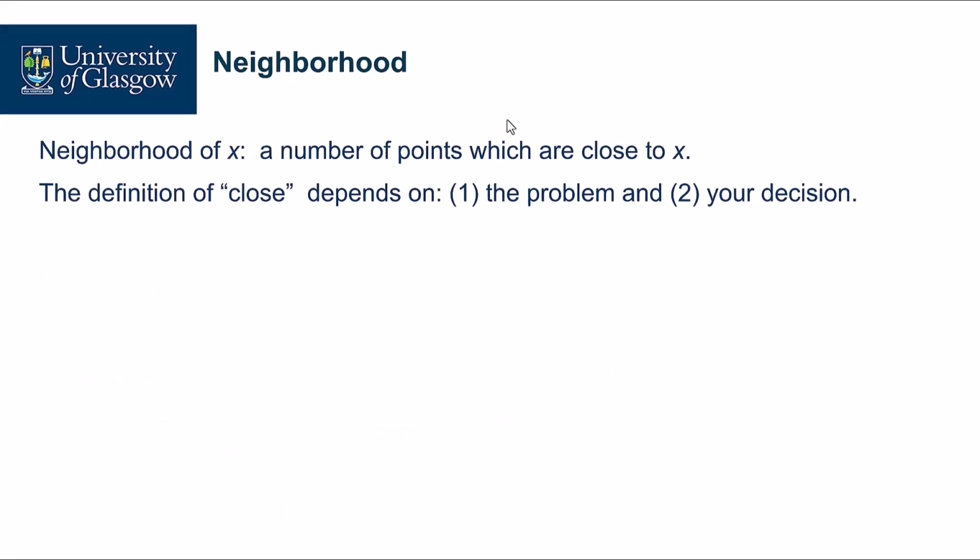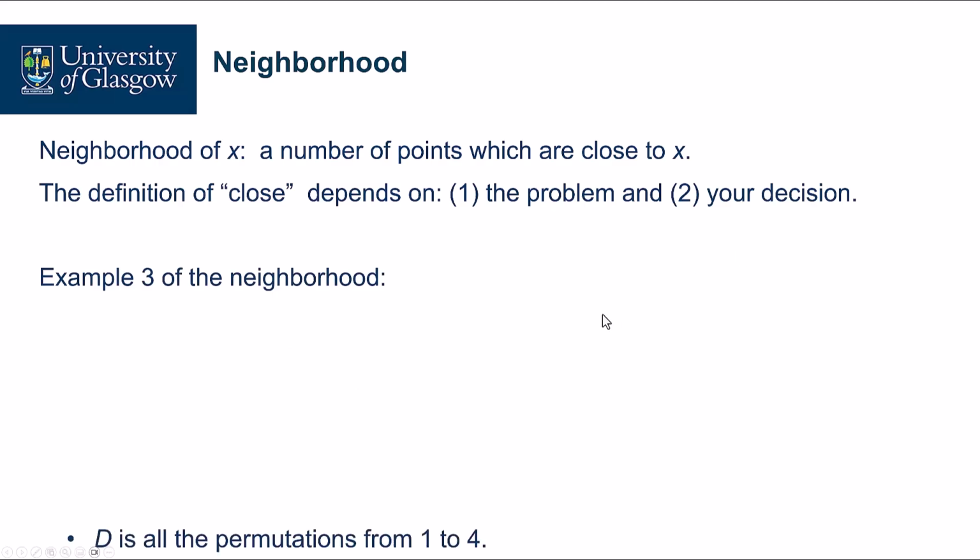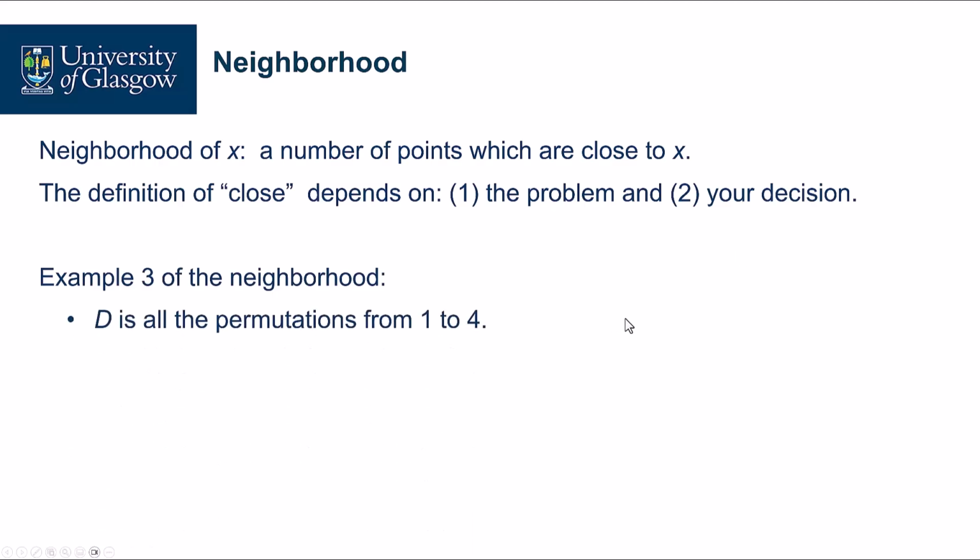Now another kind of neighborhood is for permutations, right? Let's see, if we have a permutation, i is from 1 to 4. So (1, 2, 3, 4), (1, 3, 2, 4), etc. All the permutations. Then considering this problem, how do we define the neighborhood of a candidate solution?